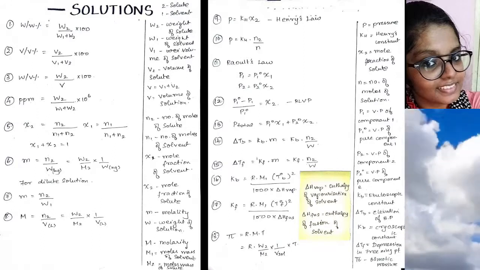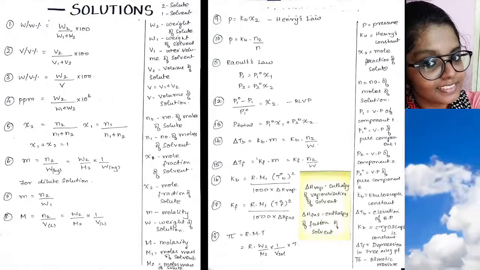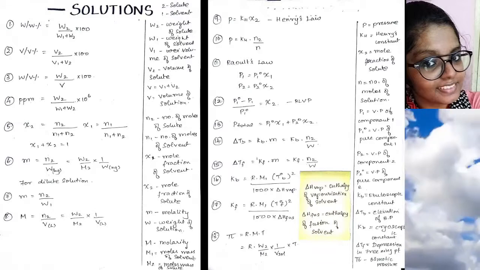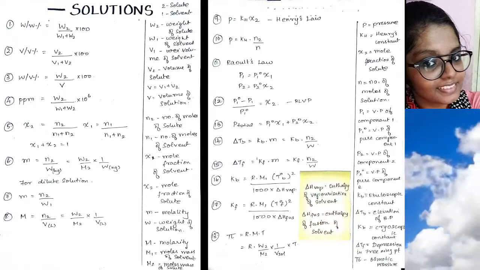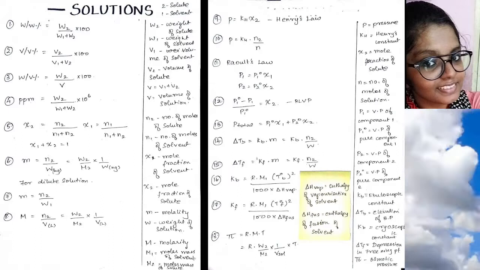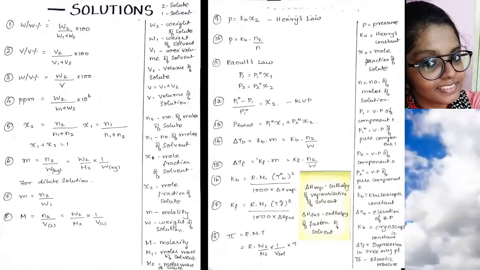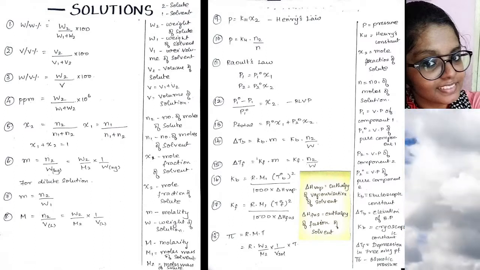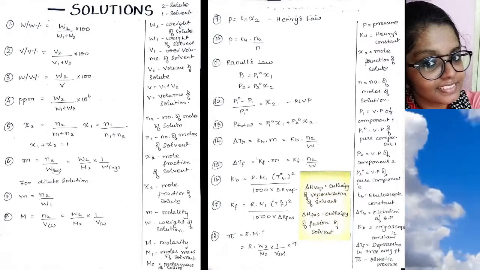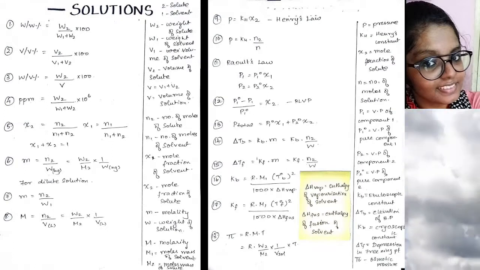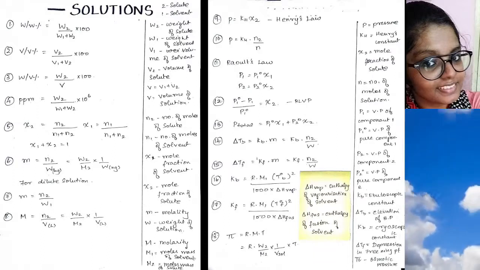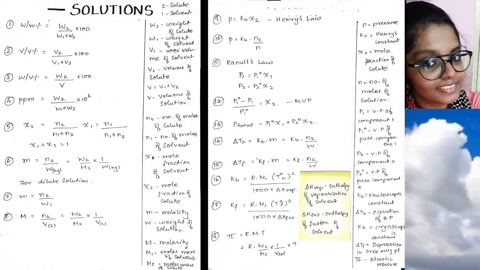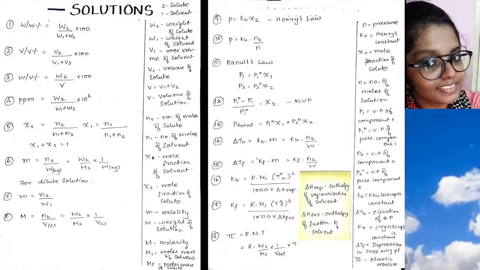P is equal to Kh into Chi2, Henry's law. P is equal to Kh into N2 divided by N. Raoult's law, P1 is equal to P1 naught into Chi1. P2 is equal to P2 naught into Chi2. Relative lowering of vapor pressure, P1 naught minus P1 divided by P1 naught is equal to Chi2. P total is equal to P1 naught into Chi1 plus P2 naught into Chi2.